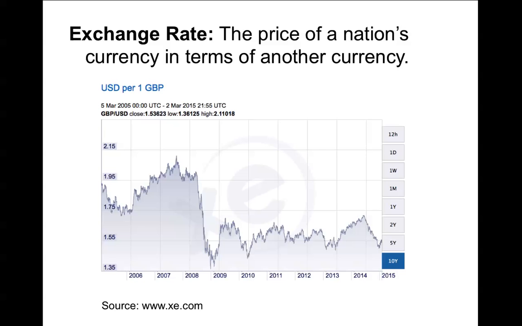This is an A2 economics lesson on the topic of exchange rates. We'll start with the definition. An exchange rate is the price of a nation's currency in terms of another currency. And it's best illustrated by looking at this graph.